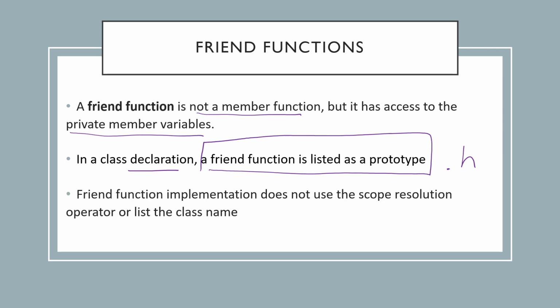Okay. It does not use the scope resolution operator. You do not list the class name. The implementation is not a member function. It just gets declared in the declaration so it can access. It doesn't need to use accessor and mutator functions to access the private member variables.